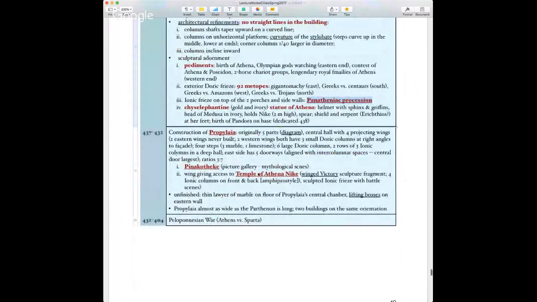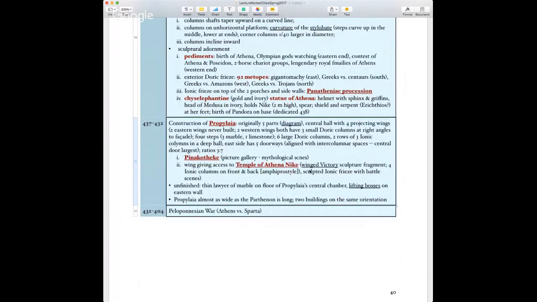I highlighted a couple of them for you here about the Pinakotheka, about the number of columns it has: the central hall with the western wing, with 3 small Doric columns, and the 2 eastern wings that were never actually built. And we know that the Propylaia wasn't finished because we can see that there are still lifting bosses, stubs of marble, on the temple walls. These would have been chiseled off. They needed them to lift the marble up.